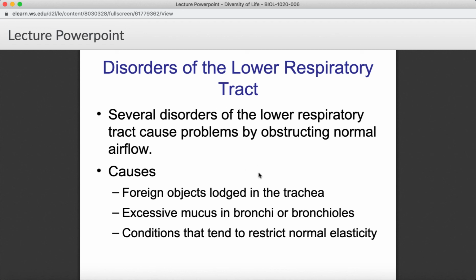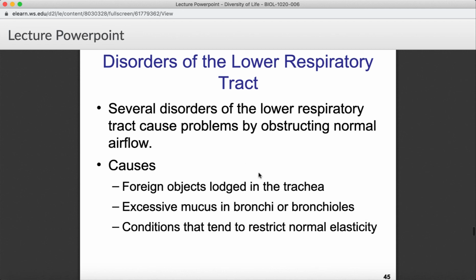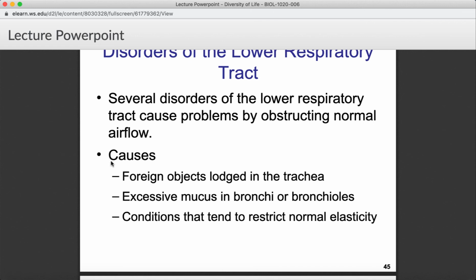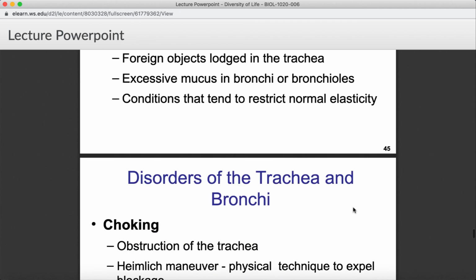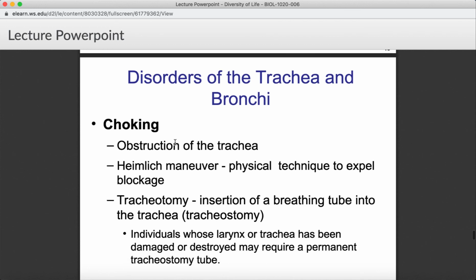Disorders of the lower respiratory tract. So main things you want to worry about with this are things that get lodged in the trachea, excessive mucus in the bronchi or bronchioles, and then conditions that restrict normal elasticity. So choking, you get something in the trachea, so that's what the Heimlich maneuver is for.